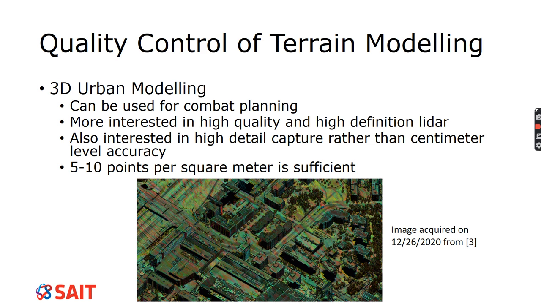Another terrain model that we use is urban modeling. So this is looking at the city. Now we are really truly concerned about the details of the city. So you can see in this point cloud example, we can see where possibly balconies and windows are. You can use this for combat planning, urban design, architectural planning, landscape planning. There's a lot of stuff you can do with this for sure.